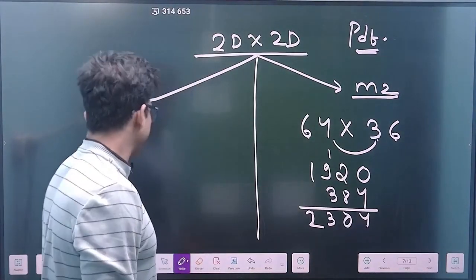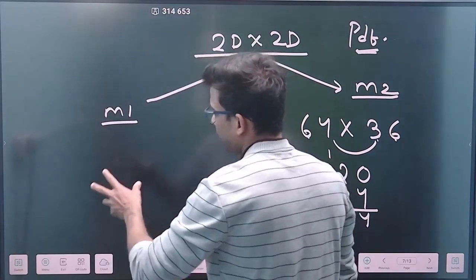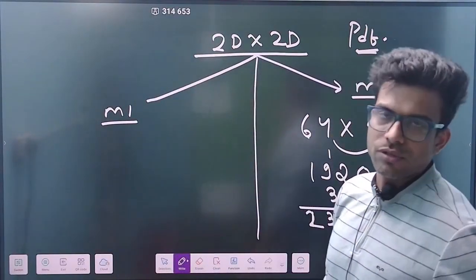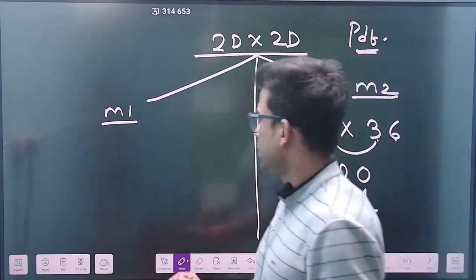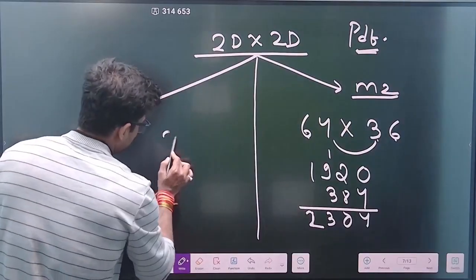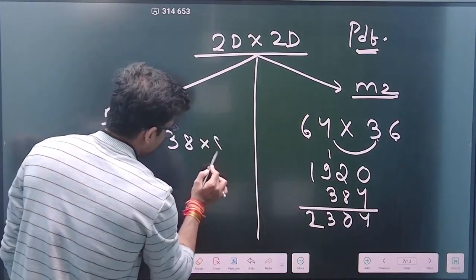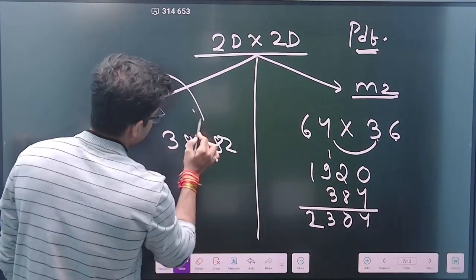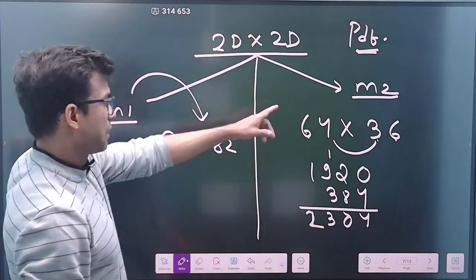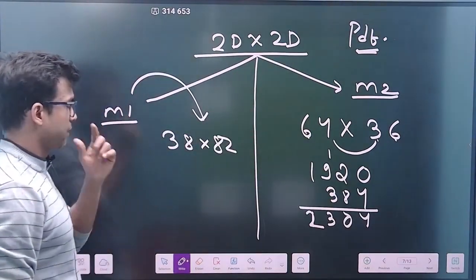Please confirm. There is also method number 2 of multiplying 2-digit numbers. Suppose I take a number like 38 multiplied by 82. 38 multiplied with 82. Now this is the second method. The first method was the one we did before.